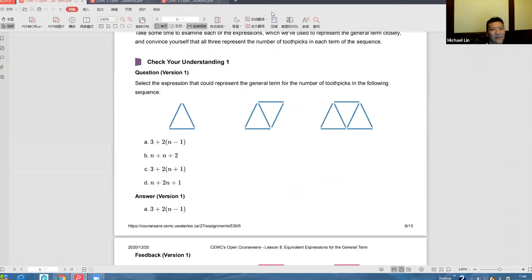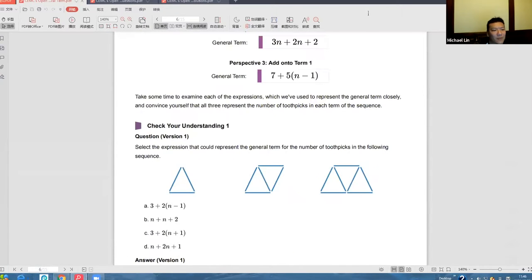So let's take a look at this one. Who can tell me the answer for this one? Scroll up a little bit. So it says, select the expression that could represent the general term for the number of toothpicks in the following sequence. Who can tell me what is the best answer for this one?